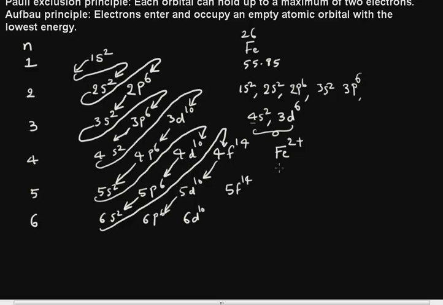So let's write the electron configuration of iron 2+. That would be 1s2, 2s2, 2p6, followed by 3s2, 3p6. As I said, the 4s2 electrons are lost here. A double positive charge means the 2 electrons lost are from the 4s subshell. Since the 2 electrons from 4s are lost, that leaves 3d6. So this is the electron configuration of the iron 2+ ion.